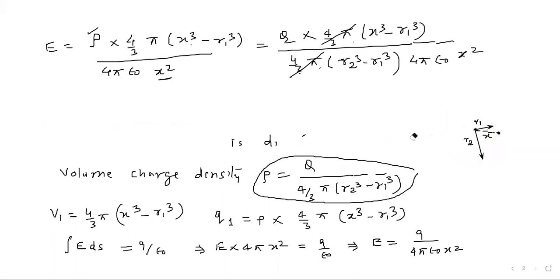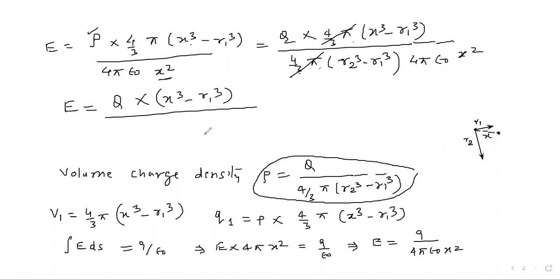will be E equals Q times (x cube minus R1 cube) divided by 4 pi epsilon naught x square times (R2 cube minus R1 cube). So this is our final expression.